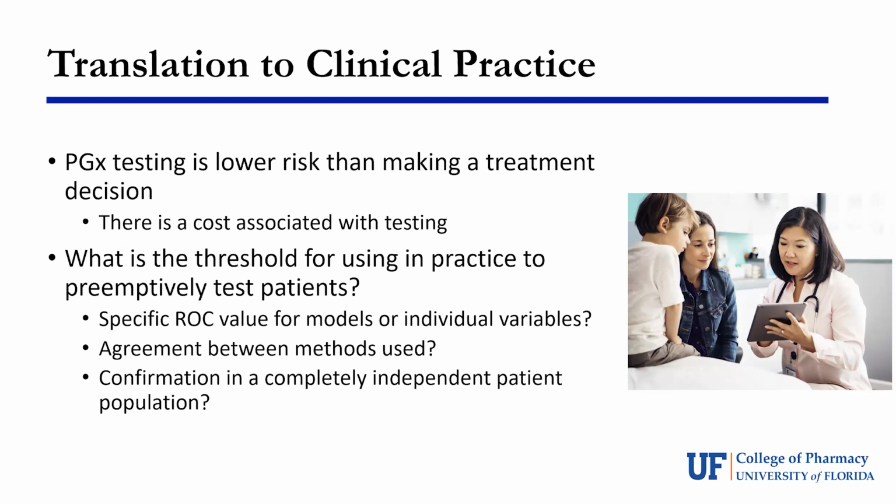Well, let's start at UF Health, starting to identify these groups of patients and offering preemptive pharmacogenetic testing. Is there a specific ROC value that will say, okay, that's good enough? Or is it maybe like I discussed earlier, if all of our models and methods are saying the same thing, do we feel sufficiently comfortable saying, okay, that's ready to move forward? Or do we need to take these results and confirm them or validate them in a completely independent patient population? That would probably be the hardest method and the most conservative, but maybe that's what it's going to take for us to feel comfortable before implementing this clinically.